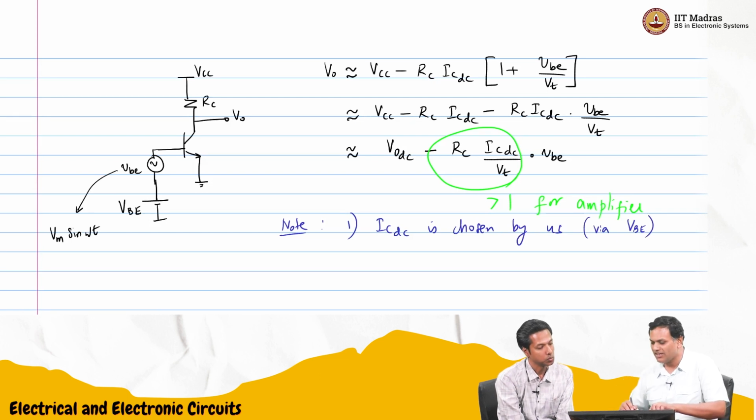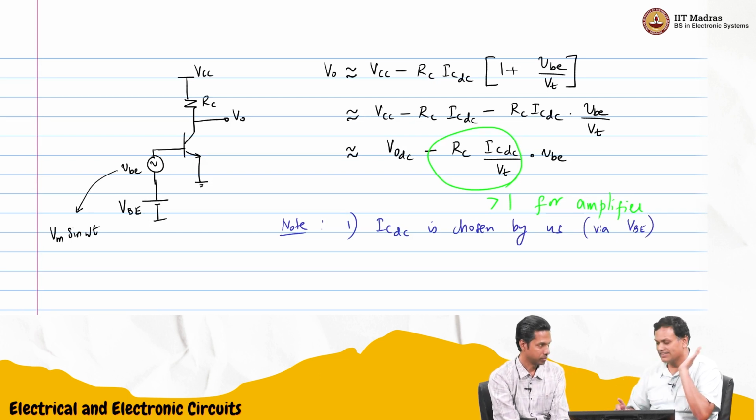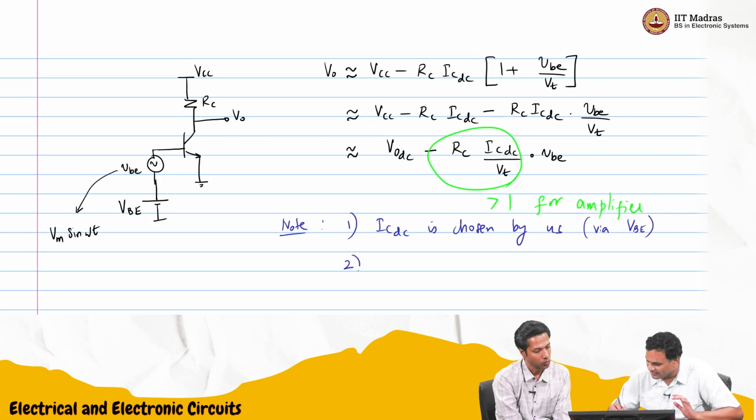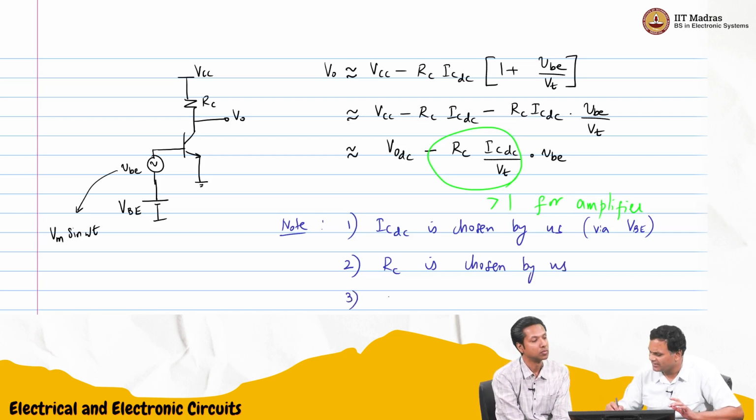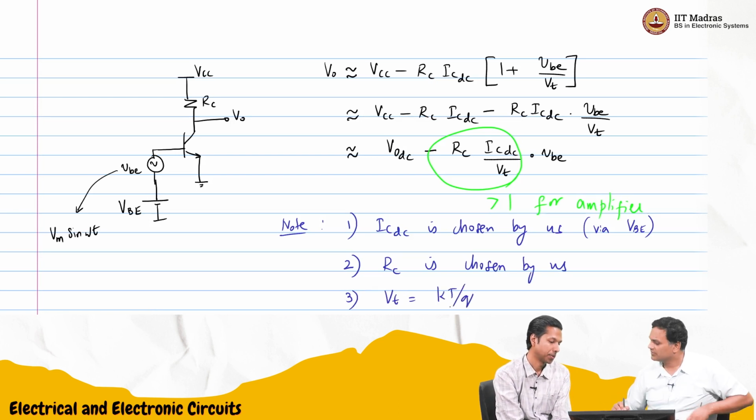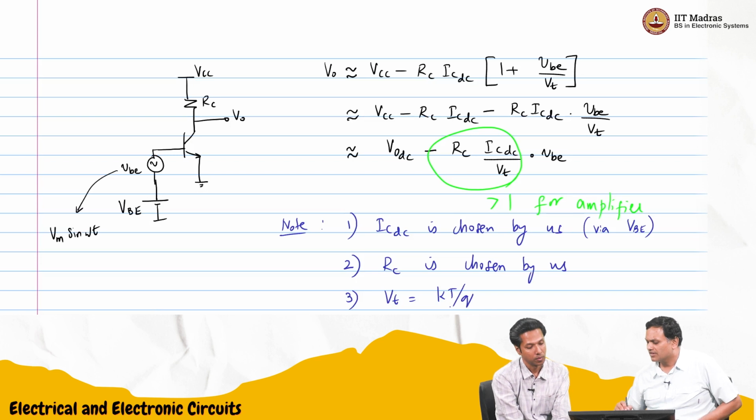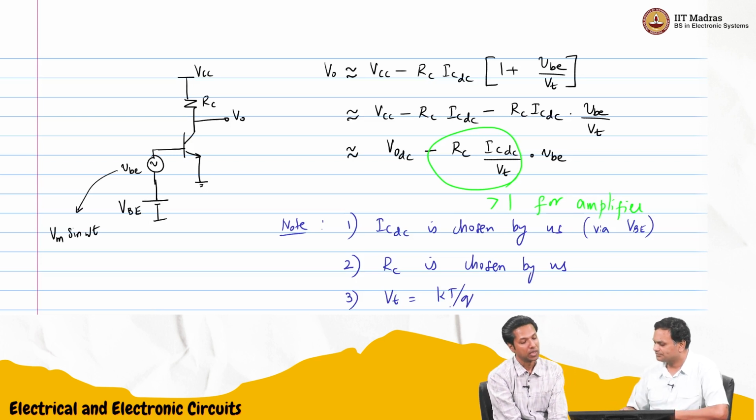So we set VBE, IC is set, ICDC is set, and RC is also chosen; we can select it. And of course VT is KT by Q. So this ICDC by VT, is there any specific name for that?